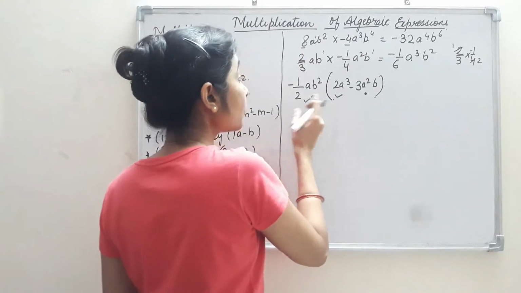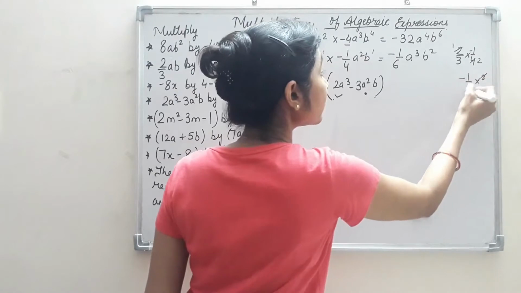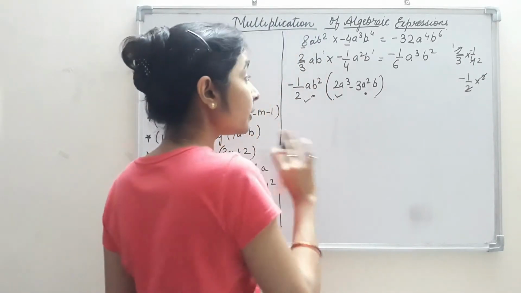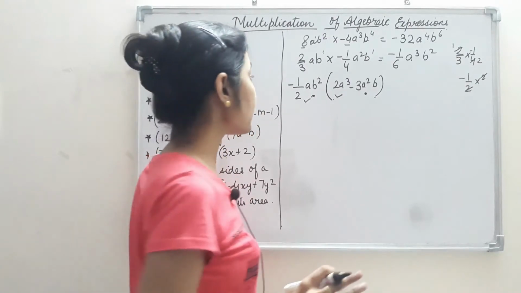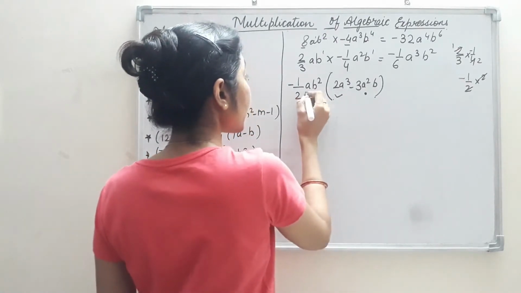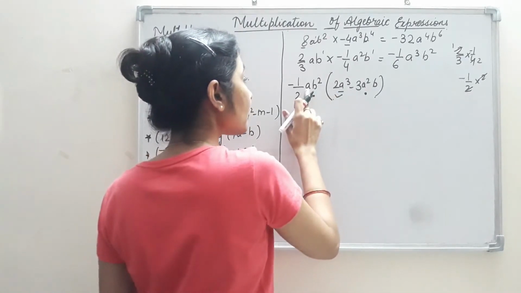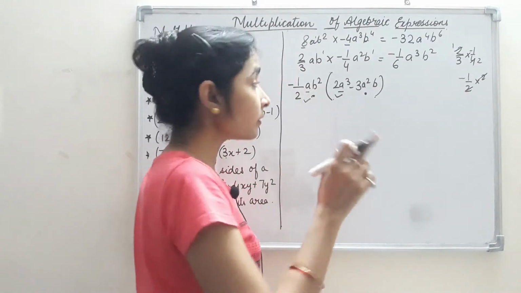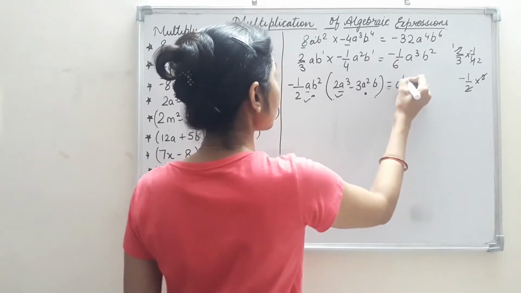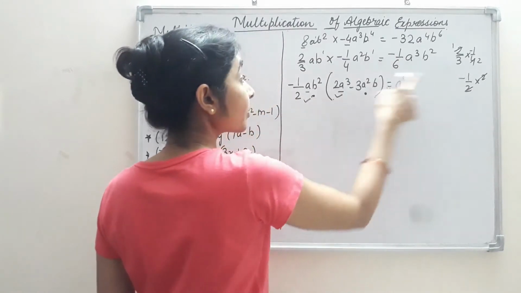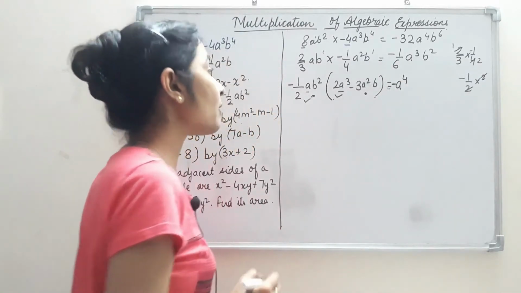Now 1 upon 2 multiplied by 2, that gives us 2, and 2 cancels, minus 1. So we need not write 1 as the coefficient. We will just write the variables, whatever is the answer of the variables. Now in variables we are having a here and a here also. So a into a cube, that means a has the power 1 plus 3, we get a raised to the power 4, but it is negative because we have got the answer as negative 1. So we get negative a raised to the power 4.